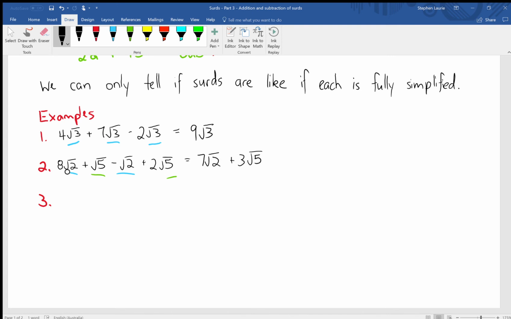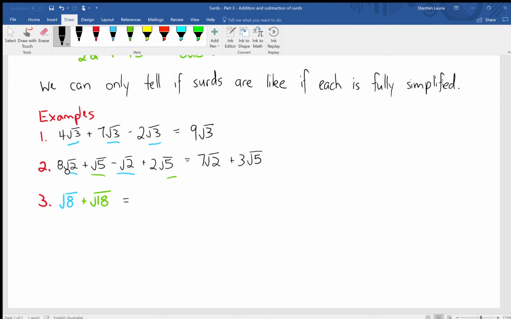The square root of 8 plus the square root of 18. Now I'm going to write these in different colours. Okay. Square root of 8 plus the square root of 18. Okay, what does that equal?